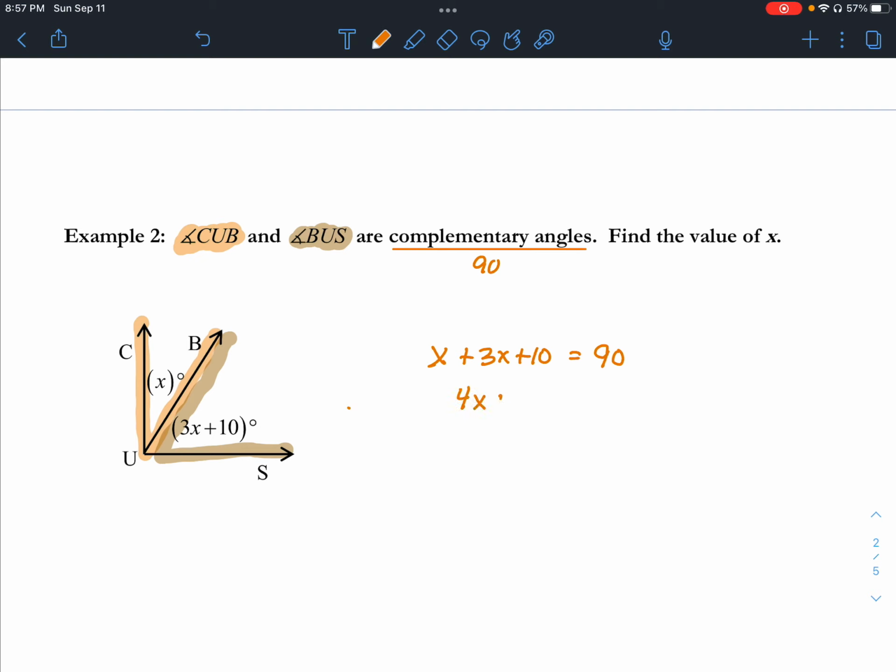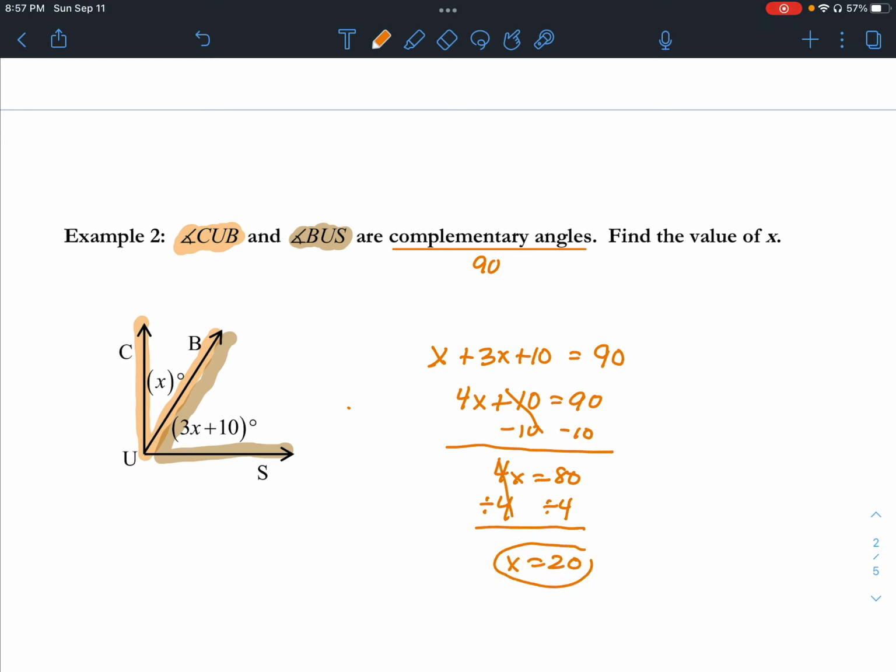So we do a little bit of math. We've ended up with 4x plus 10 equals 90. I'm going to subtract 10 from both sides. I end up with 4x equals 80. We're going to divide by 4. Grand total, x should equal 20. That is what they were looking for as our final answer. They did say, what is the value of x? We've got our value of x. It is 20.